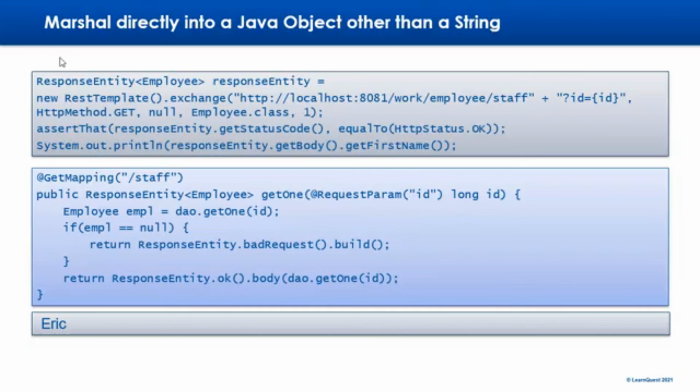Our next example is a little bit different. We're doing an exchange to a URL. We're not sending an entity. We do have a templated URL with a query parameter there, so we're using varargs, but look, we've got an employee class, not string class, and our response entity is of a generic type of employee. We're marshalling the response that's coming back, which is JSON, because we saw the content type was JSON before, and we're marshalling it directly, not into a Java string this time, but directly into a Java object, an employee object.